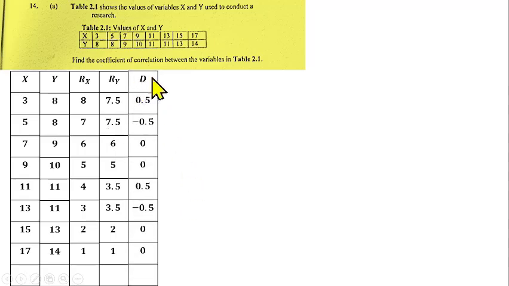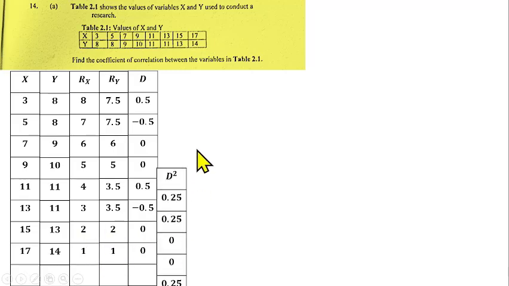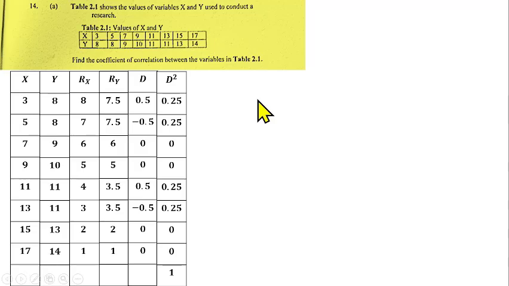Then you need to find the difference in rank by subtracting this from this. You have 0.5, this minus is 0.5, this minus is 0, this minus is 0. 4 minus, that gives us 0.5. This minus d, you have 0 minus 0.5. This minus d is 0. 1 minus 1 is 0. Then we need to square the differences in rank as well. If you square 0.25, square this as well, 0.25, square this, you have this. Summing together, you have 1.